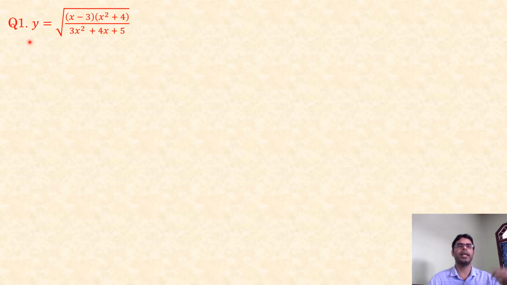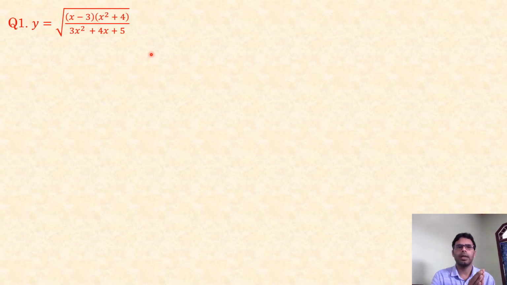Then if you use the direct method, dy/dx is equal to, first you write the derivative of root over the function, meaning 1 by 2 root over, this total term will remain the same, into d/dx of this inner part. In that part, the denominator squared, denominator into derivative of numerator minus numerator into derivative of denominator. That is the straightforward process.